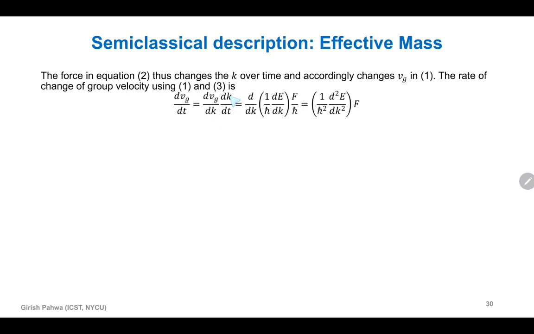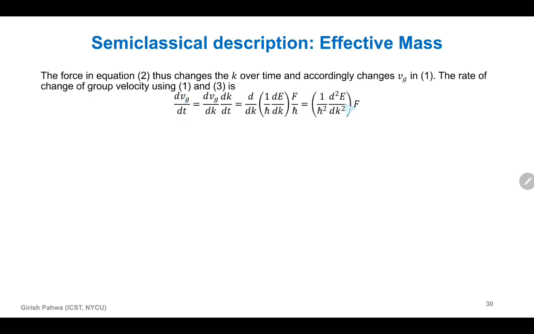What is dk by dt? It's related to force. It is force divided by h bar. Force is equal to d by dt of h bar k. So dk by dt I can calculate, right? It's force. What is the relationship between Vg and k? Vg is 1 by h bar into dE by dk. So this derivative and derivative becomes a double derivative. 1 by h bar square, this h bar and this h bar becomes h bar square, and you get d2E by dk square times the force.